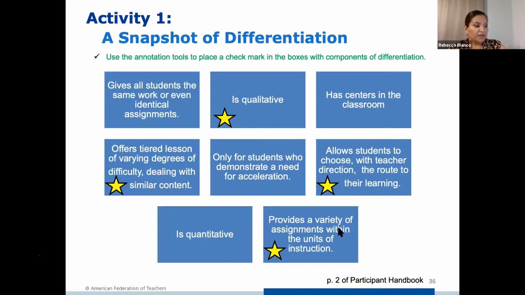It provides a variety of assignments within the units of instruction. So we're not always going to be doing paper, a worksheet. It's not always just going to be a worksheet where you're just filling in the blanks.